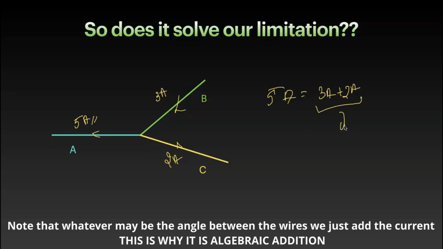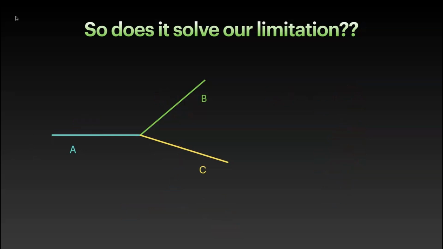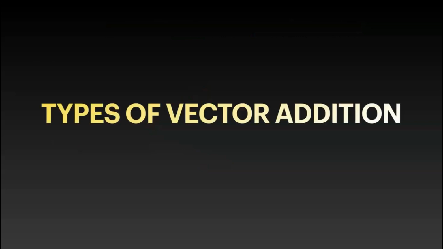You are performing simple algebraic addition. So since you are performing simple algebraic addition, are they performing vector addition? No. You are performing simple algebraic addition. Hence, you will say current is what? A scalar quantity. Current is a scalar quantity. Is this crystal clear? Tell me. Let me go to the next part.